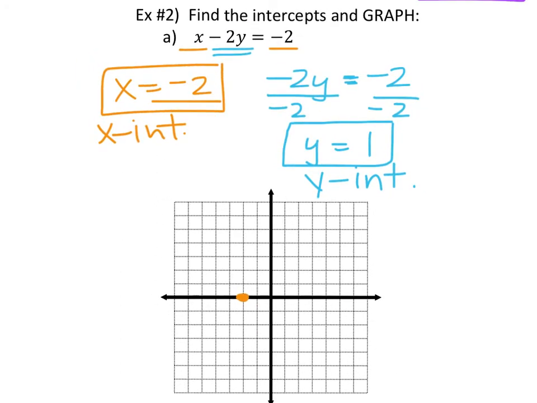Right, and here's where a lot of people get confused. Once you plot that negative 2, you don't go up 1 from the negative 2, you go up 1 on the axis. So y equals 1 would be that point right there. And then all you have to do with these is draw the line in.